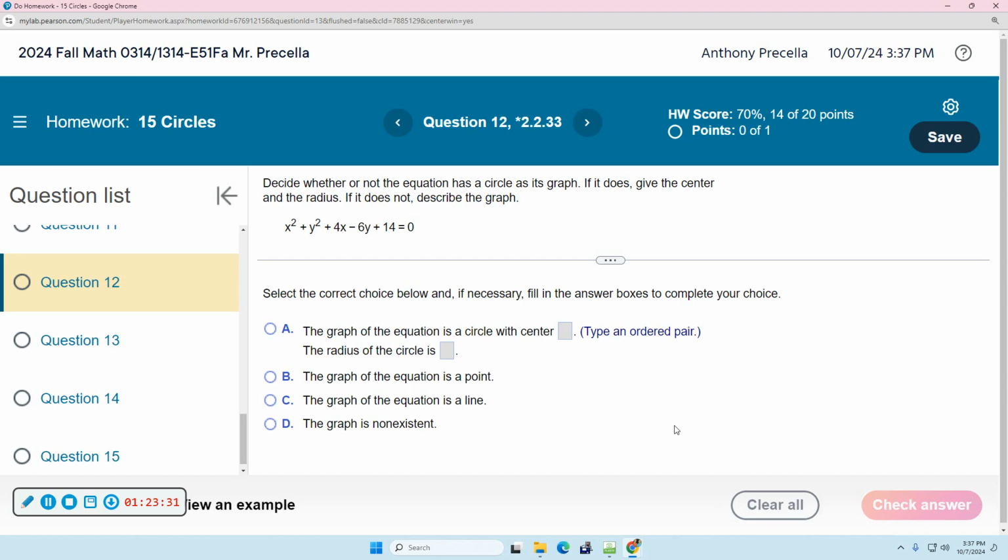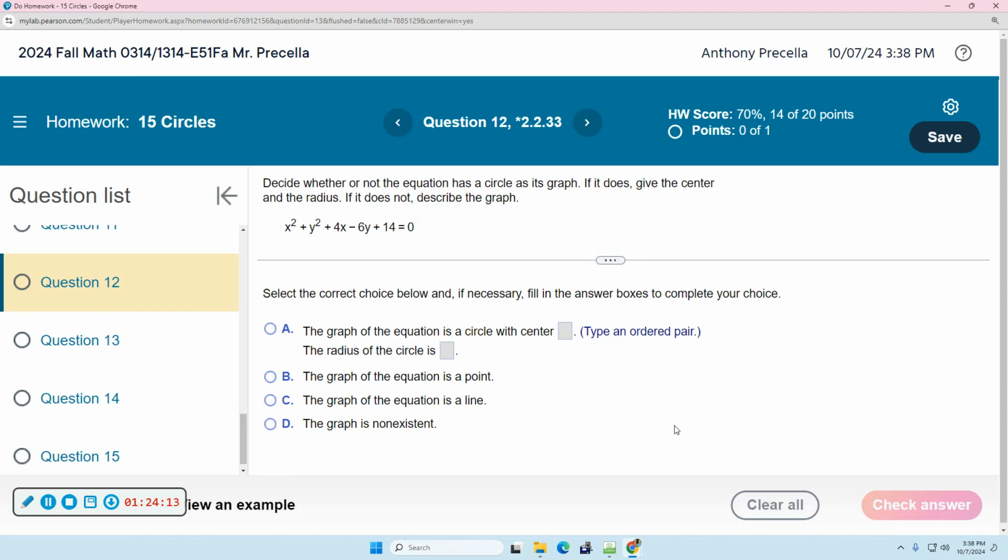Let me write the equation down. This is number 12. X squared plus y squared plus 4x minus 6y plus 14 is equal to 0. The way they ask that question, decide whether or not the equation has a circle as a graph, it could give you the impression, oh, you're just going to look there and, oh, no, it's not a circle. You can't tell. You have to write it in center radius form first. Then you can make a decision based on what the radius is.